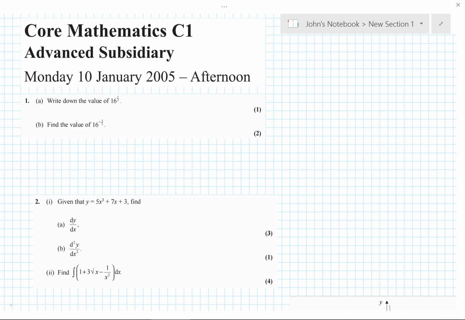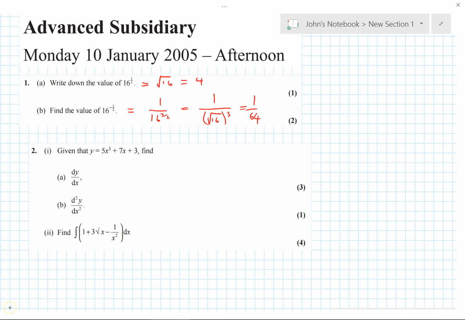So let's get going. 16 to the half, we know that's the square root of 16. This is obviously a non-calculator paper, that's 4. 16 to the minus 3 over 2 is 1 over 16 to the 3 over 2, which is 1 over the square root of 16 cubed, so that's 1 over 64. Simple rules of indices there. They've obviously tried to make it easy to get started here. No nasty powers or anything like that, so let's just get on with it.